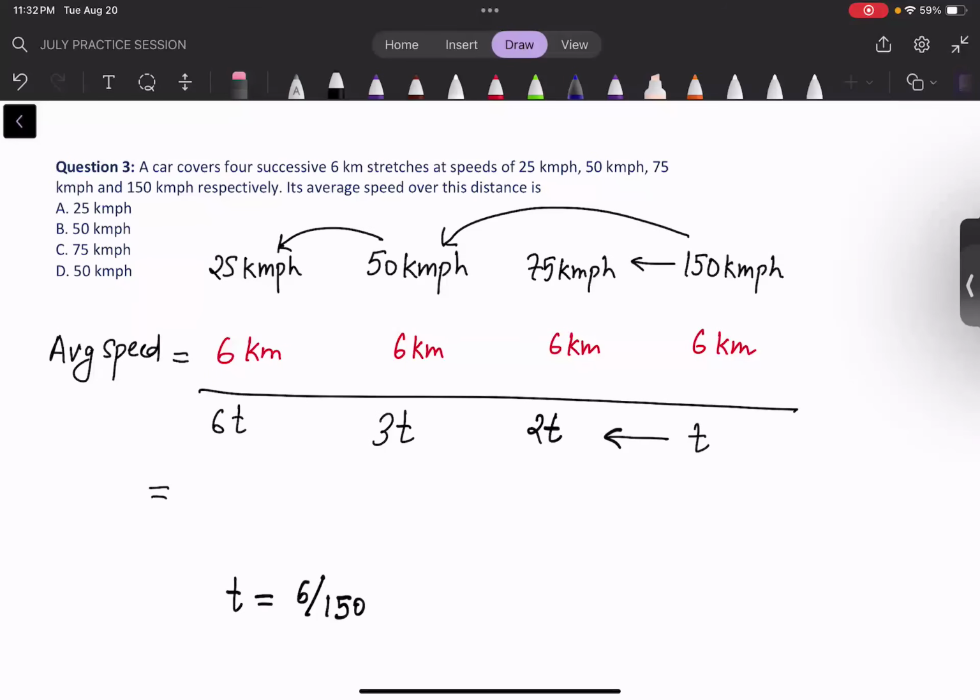So this will give you total distance as 24. Total time: 6 plus 3 plus 2 plus t. Okay, so total you will get 12t. Until now, is it clear? Carefully see.